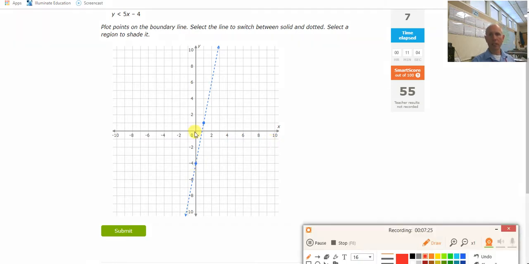0, 0 is a good test point, so let's test it. 0 is less than 0 minus 4. 0 is less than -4. Is that true or false? That is false. This point right here is false, which means everything on the other side is true.